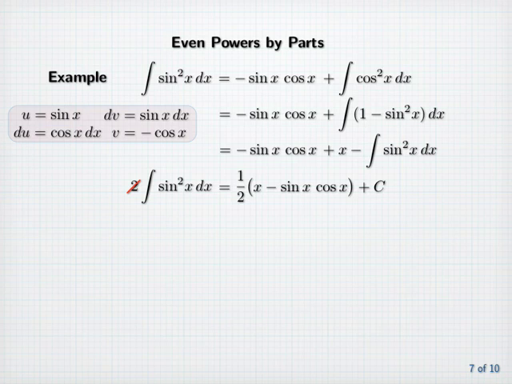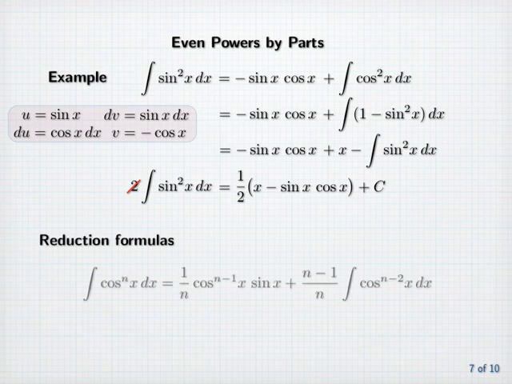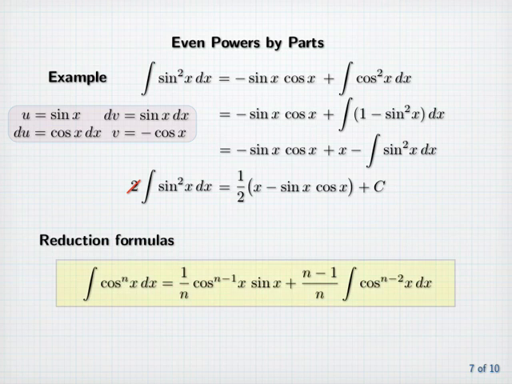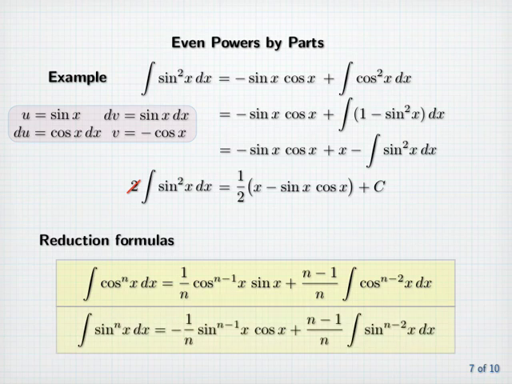In a similar but slightly more complicated way, we can prove the following reduction formulas. The integral of the nth power of cosine x dx equals 1 over n times the n plus first power of cosine x times sine x plus n minus 1 over n times the integral of the n minus 2 power of cosine x dx. And we also have a very similar formula for the integral of the nth power of sine.